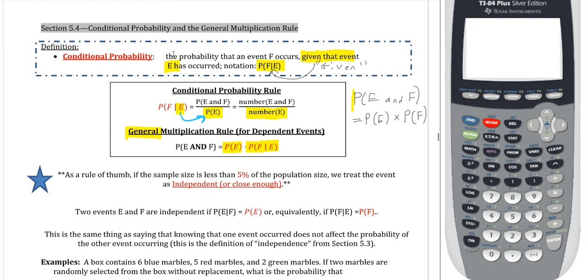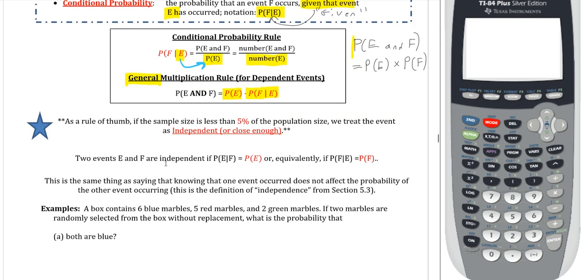I have this starred note here as a rule of thumb. If the sample size is less than 5% of the population, we treat the event as independent or close enough. Realistically, whenever we gather any sample from a population, it cannot be independent because, say if I have 1,000 people, the probability that one person gets selected is 1 out of 1,000.